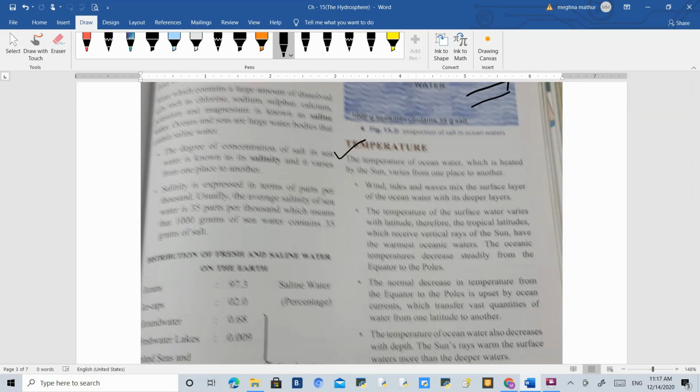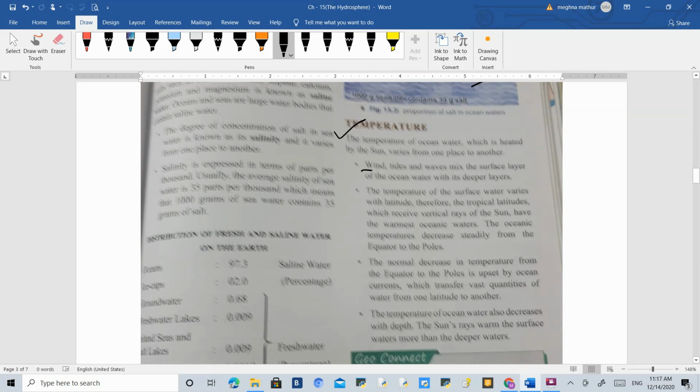Okay. The first is wind, tides and waves. Now winds, tides and waves actually create a lot of changes in water, and the water gets mixed up, and that is how the temperature of the water will change. If it is hot but the tides and waves come and it gets mixed up, then the temperature of the water might change. So that is the first reason.